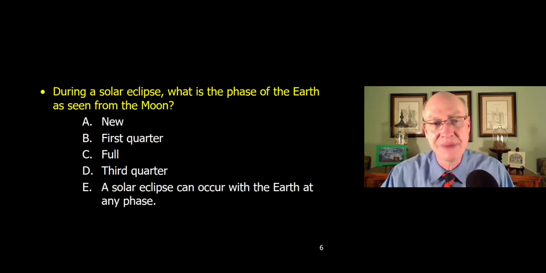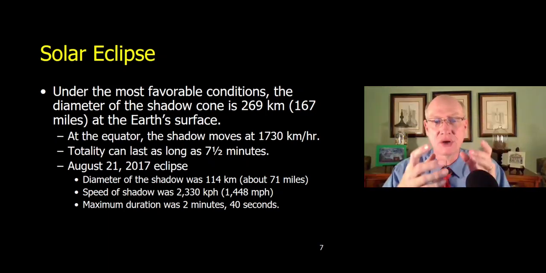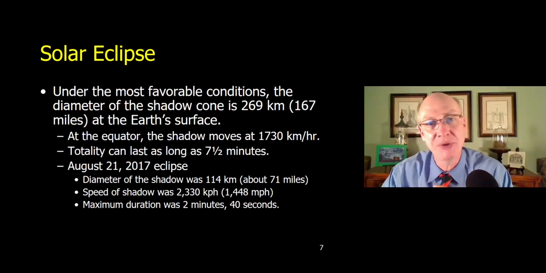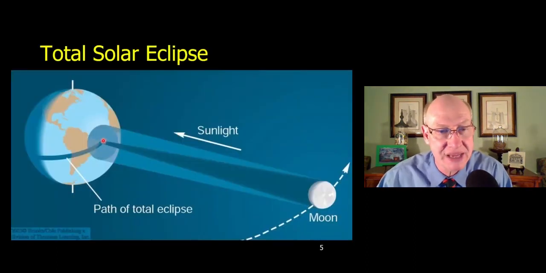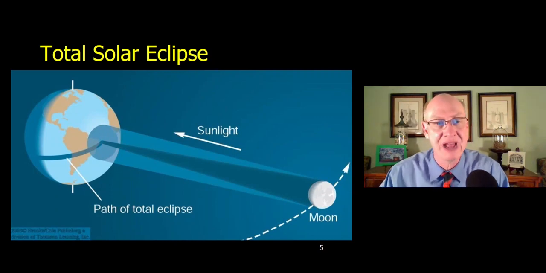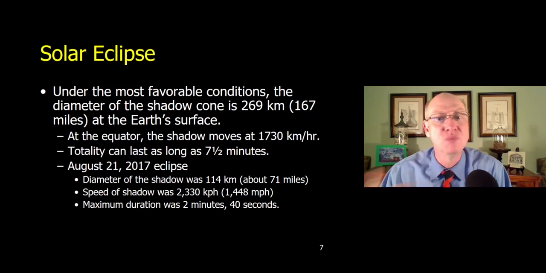Now let's talk specifically about the conditions during a total solar eclipse. Under the most favorable conditions, the best possible conditions, the diameter of that shadow cone, that ice cream cone, the maximum diameter on the surface of the Earth is just 269 kilometers. That's 167 miles across. So the biggest this spot can be is 167 miles in diameter. And it's not sitting still. At the equator, the shadow is moving 1,730 miles an hour. At higher latitudes, it's moving even faster.